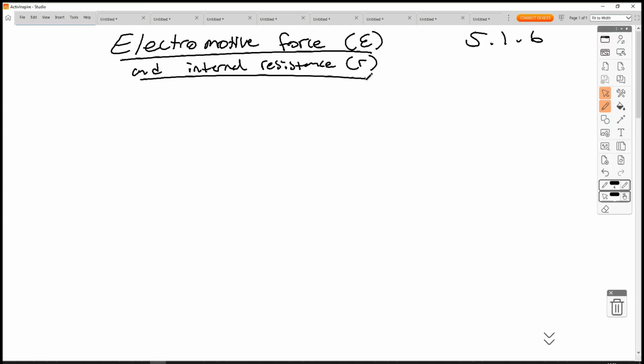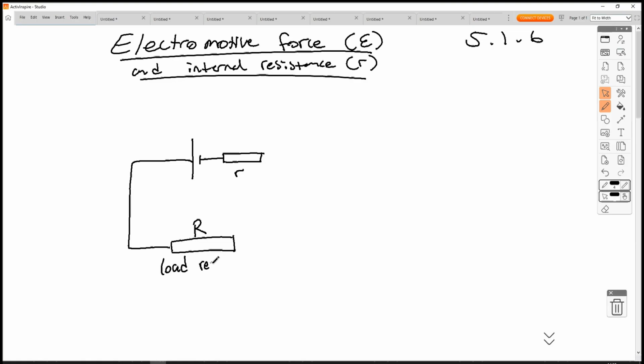Let's build it up in terms of our notes. So, we draw a cell, we draw a small resistor, and we label that small resistor little r. We then draw a big resistor here, and we call this the load resistor. Now to help you imagine this, a battery in real life has the behavior of an ideal cell plus a small resistance. Now I'm going to sketch that on top of our diagram.